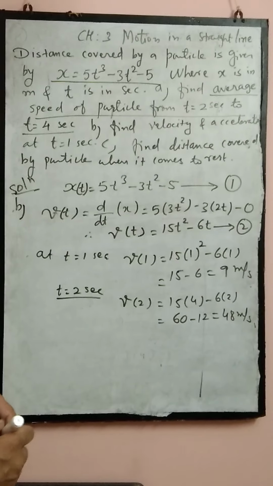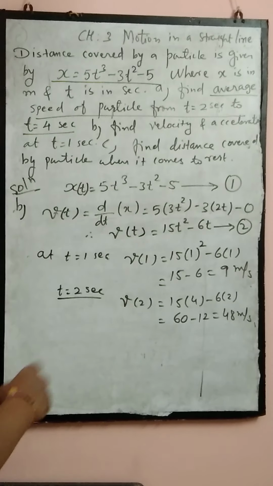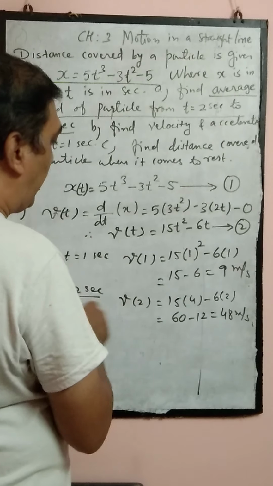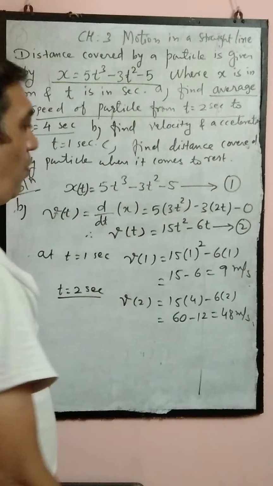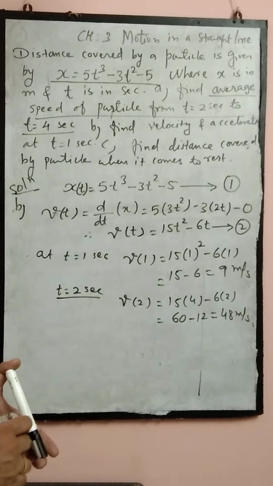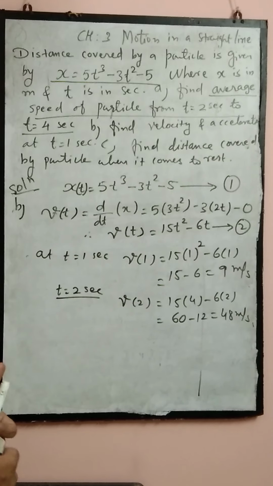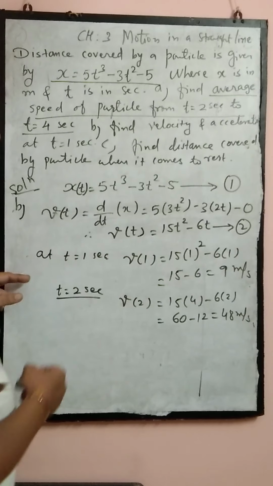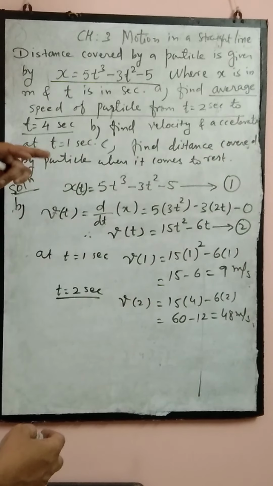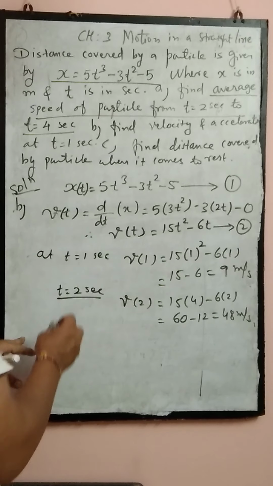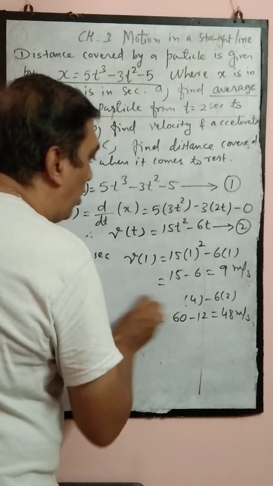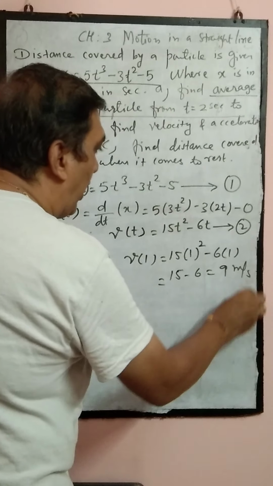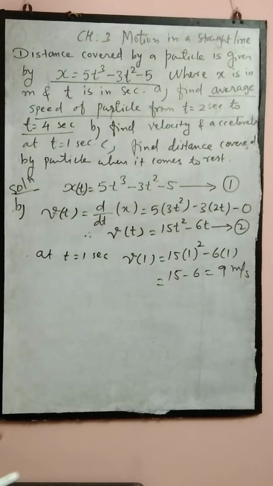So definitely you can say it is performing accelerated motion. At t equal to 1 second, the particle is moving with 9 meter per second, and at t equal to 2 seconds, 48. So quite obviously a big change in speed is found, from 9 meter per second to 48 meter per second. So you can understand the average velocity which we got in the previous question. This is not a question asked, but just for your understanding, you can find it out if it is asked.